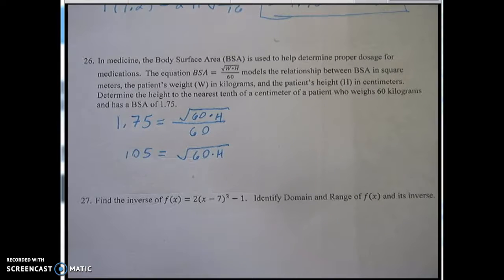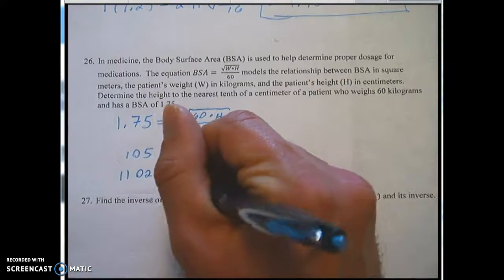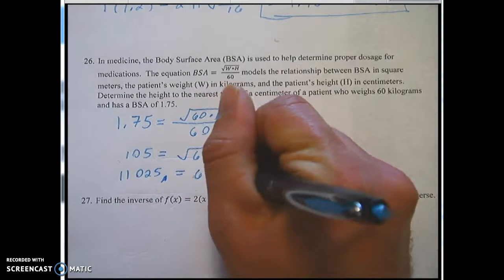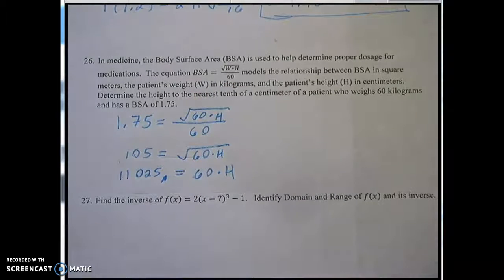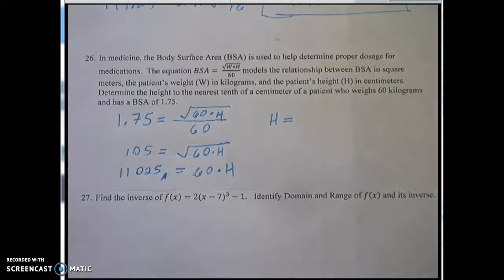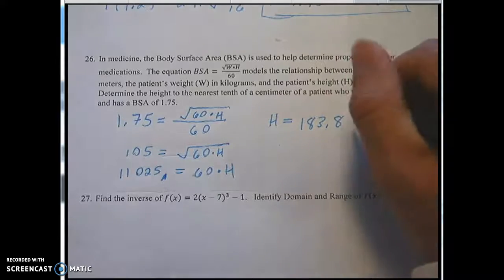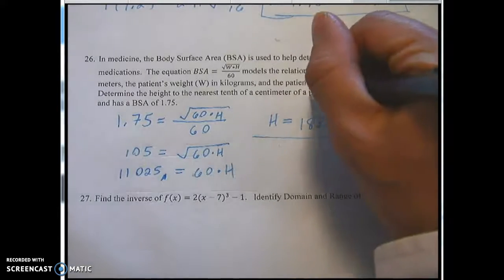And I want to get rid of that square root next. So I'm going to square both sides. 105 squared is 11,025. And that equals 60h. So to get that h by itself, the last thing you need to do here is divide both sides by 60. So 11,025 divided by 60, that is 183.75 centimeters, but they said to the nearest tenth of a centimeter. So I want to make that 183.8 centimeters. And that'd be your final answer there.